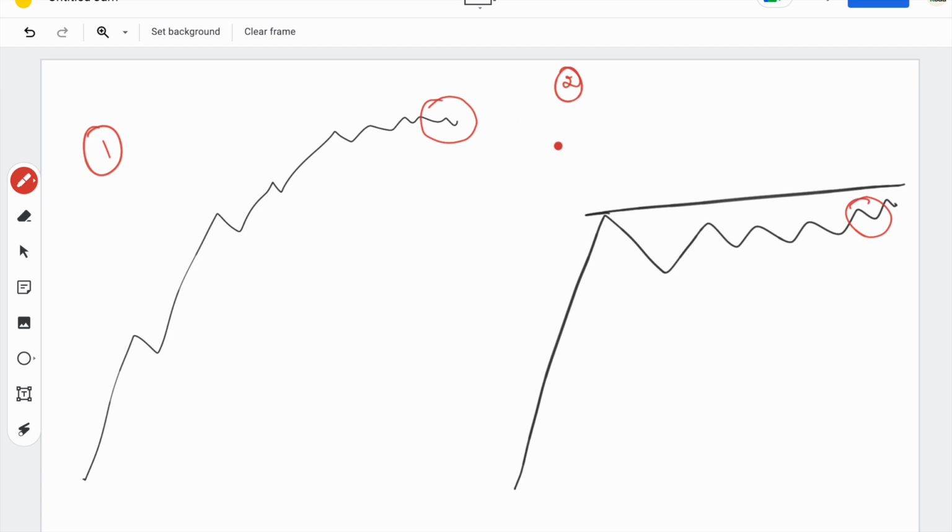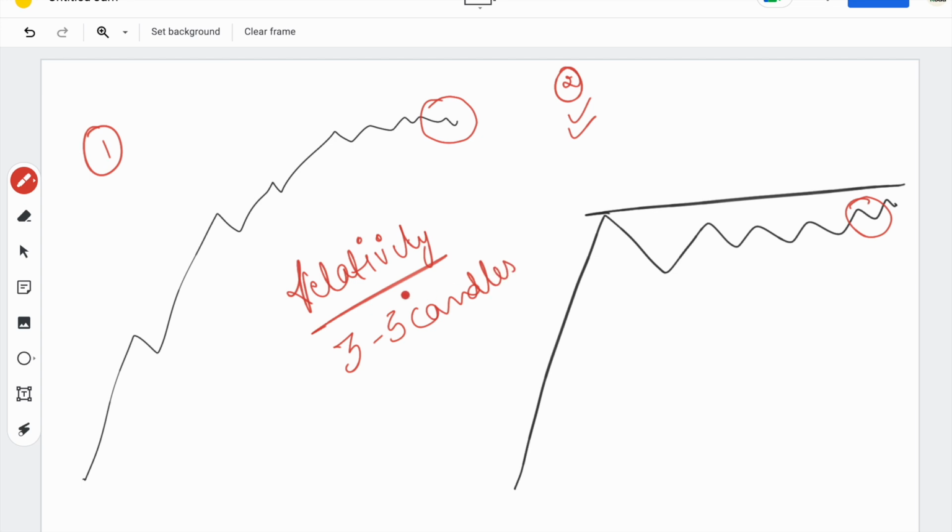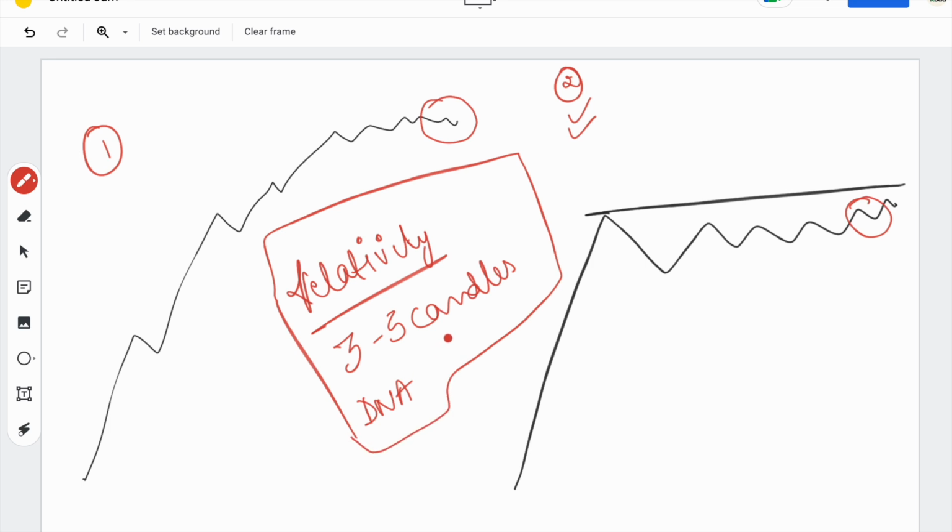But tell me which VCC is better. Obviously, number 2 is better. Why? The answer is pretty simple. Relativity and the framework of 3 to 5 candles where that is happening, right? I'm sure this gives you an idea where this is happening, and I'm sure this gives you an idea where this is happening. Correct. So this becomes very, very important that you understand, and obviously the DNA of the stock. If you understand these things, the indicator is going to be amazing for you. How this will help you, I'll tell you.